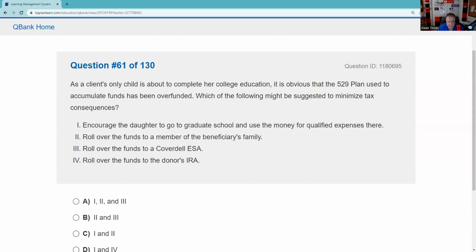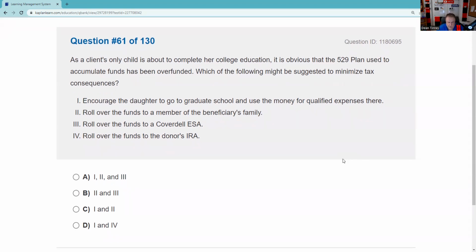A client's only child is about to complete her college education, and it is obvious that the 529 plan used to accumulate funds has been overfunded. They will ask you about 529s versus Coverdales. That's not this question, but make sure as a test taker you can do that contrasting question. And almost always on the test, you're supposed to say, what are the advantages of 529 versus a Coverdale? Which of the following might be suggested to minimize the tax? We encourage the daughter to go to graduate school and use the money. Yeah, why not? If money's available, why not make use of it?